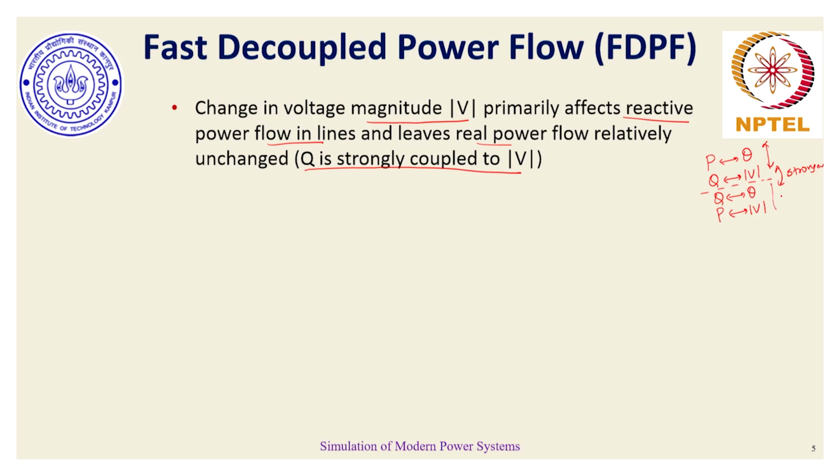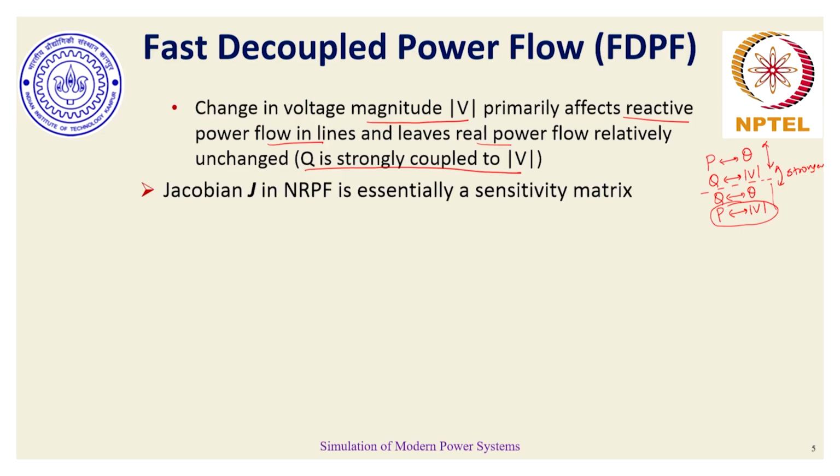They did not say that Q is independent of phase angle or real power is independent of voltage. In fact, strong correlation of P versus voltage magnitude is a reason why voltage stability or voltage instability is a primary subject or topic of concern or discussion, which we will also discuss towards the end of this course.